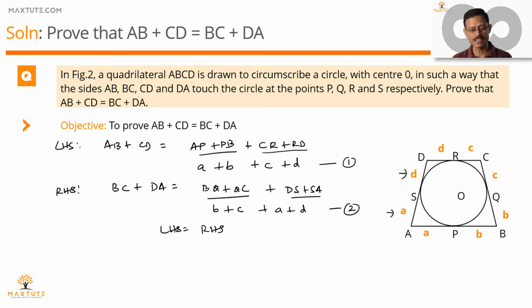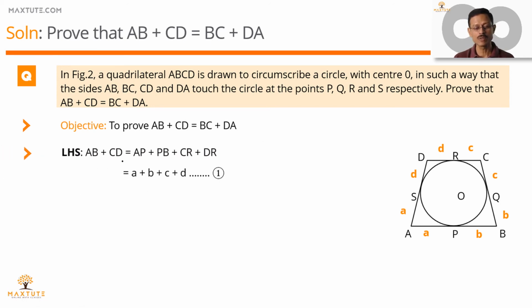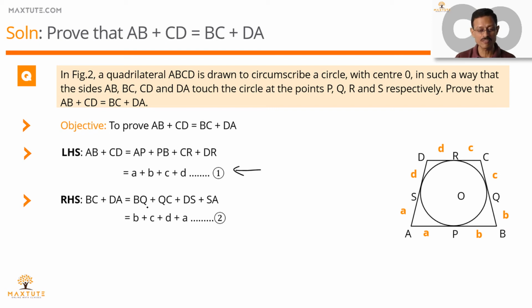Let's quickly sum it up in a printed form. LHS is equal to AP plus PB plus CR plus RD. That works out to A plus B plus C plus D. RHS is equal to BQ plus QC, which is our BC, and DS plus SA, which is nothing but DA. BQ is B, QC is C, DS is equal to D, and SA is equal to A. So equation 2 is B plus C plus D plus A. Commutative property of addition makes LHS equal to RHS.